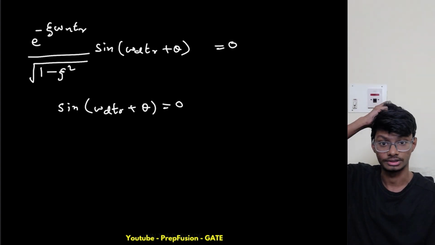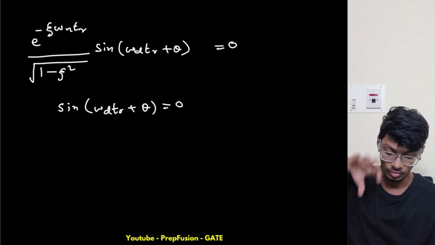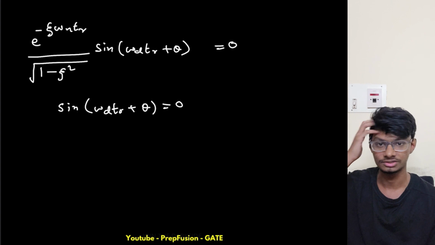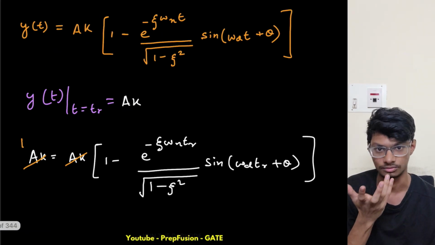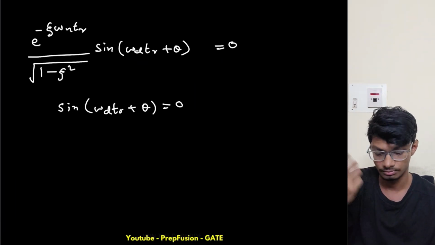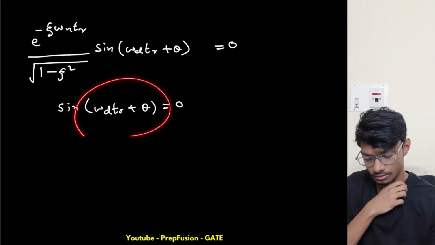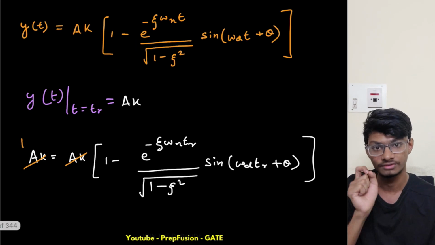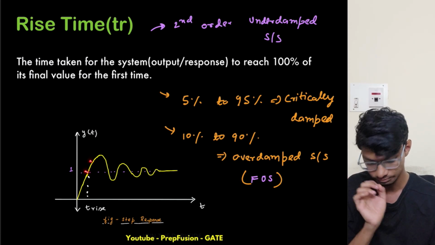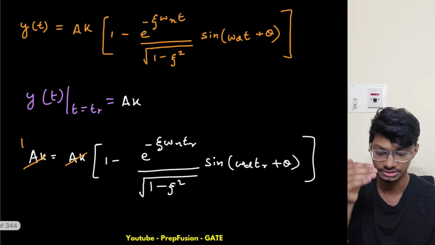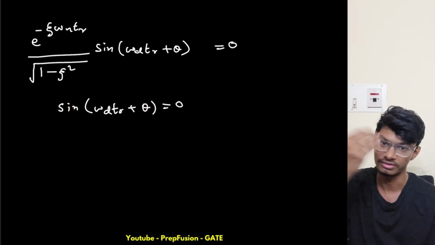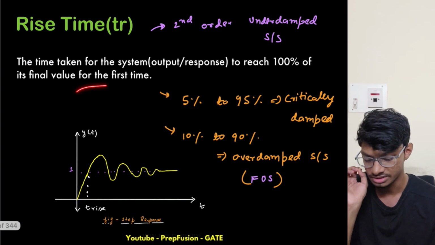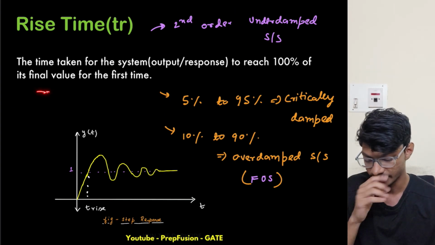Now when can this be 0, right? It can be 0 at TR equals minus pi over omega d, but that means my time is negative, right? That is not possible. It started from t equals 0. So what is the next time this whole expression becomes 0? Sine 0 is 0, then sine pi is 0, right? So I also have to find the first instant. So sine pi will be the first instant when this reaches 0. After that, obviously sine 2 pi is also 0, but that isn't the first instant. Our definition says that it has to reach its final value for the first time.